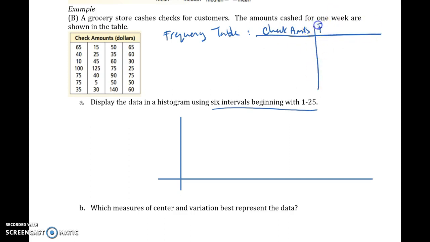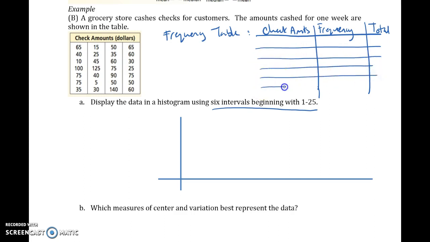the frequency, and then for ease of graphing, let's look at our total. We want to have a total of 6 intervals. So 1, 2, 3, 4, 5, 6. The first interval being 1 to 25. So we want to look at intervals of 25. So 1 to 25, then 26 to 50, 51 to 75, 76 to 100, 101 to 125, and 126 to 150. So all I did was look at intervals of 25, going in order.